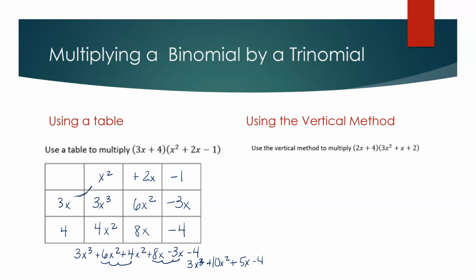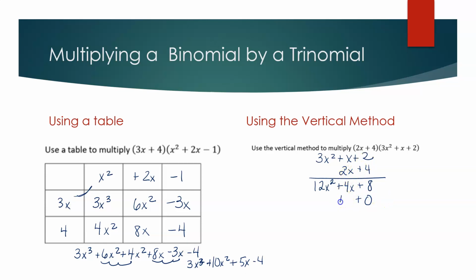The vertical method is stack them. So I have 3x squared plus x plus 2, and underneath it you put the binomial, 2x plus 4, just like a multiplication problem. All right, so I have 2 times 4 is 8. 4 times x on the diagonal is 4x. 4 times 3x squared is 12x squared. Now I'm going to fill with the 0.